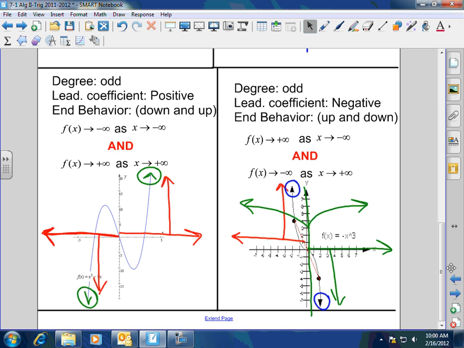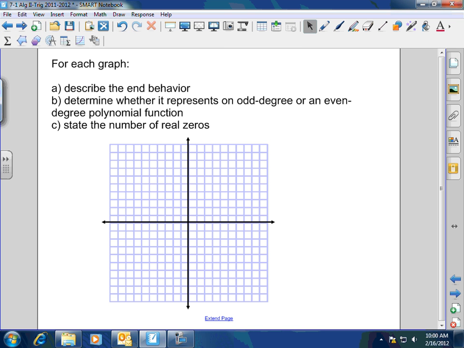Unfortunately, I can't leave it there because this is on video and you can go see it. And we have to practice now because we're done with actual knowledge. Now let's see if we can handle some practice problems. What's going to happen here is I want you to describe for me, please, A, the end behavior. Determine whether it represents an odd degree or even degree, and state the number of real zeros.